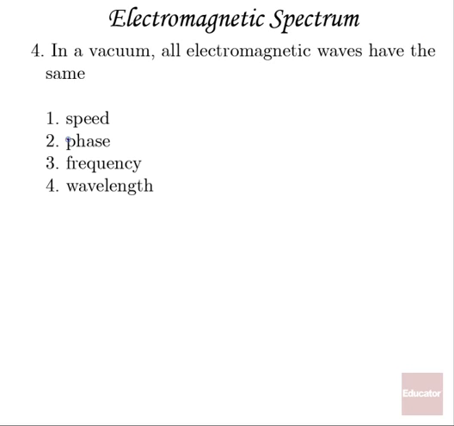So we're going to call that green. Number 4. In a vacuum, all electromagnetic waves have the same speed. That's that constant c, the speed of light or electromagnetic waves in a vacuum.